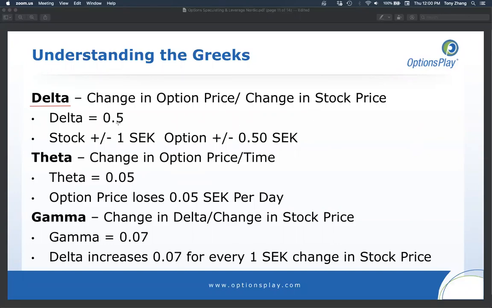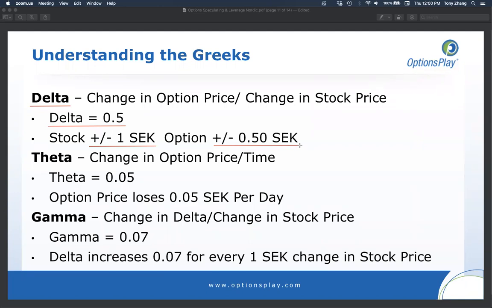So when you have an option that has a delta of 0.5, and an at the money call option will typically have a delta very close to 0.5, what that means is that for every one crown that the stock moves up or down by, your option price will increase or decrease by about half a crown. So in that 100 crown example, if the stock goes from 100 to 101, that's a 1 crown increase. Your option will move by 50 cents. So that 4 crown option will now be worth 4.5 crowns.